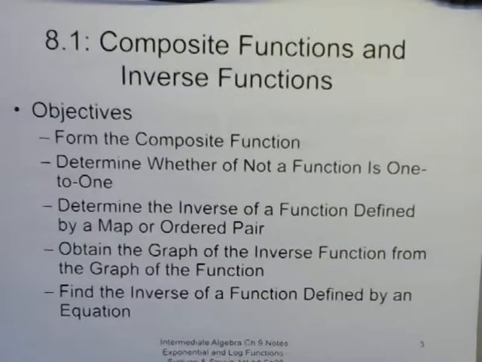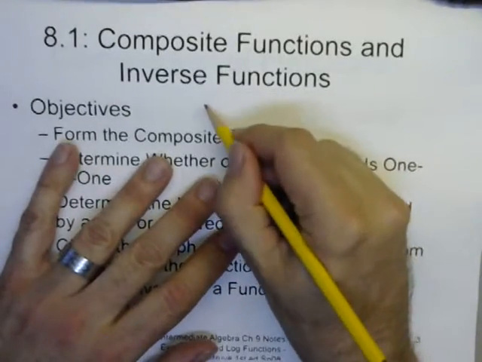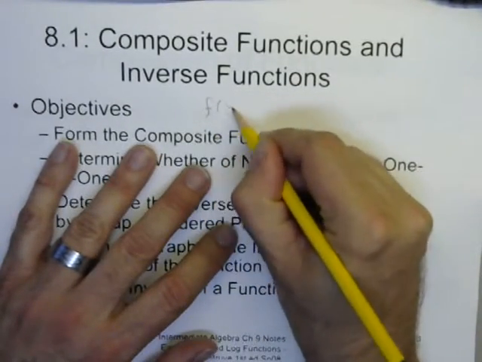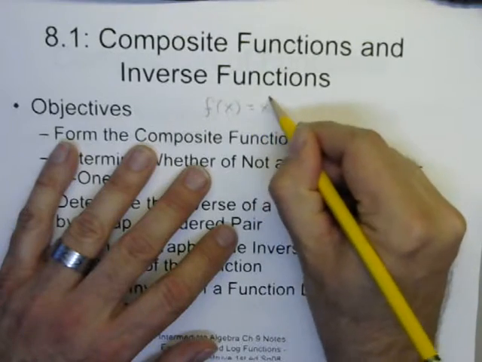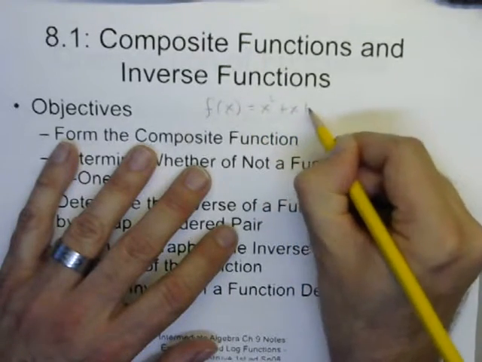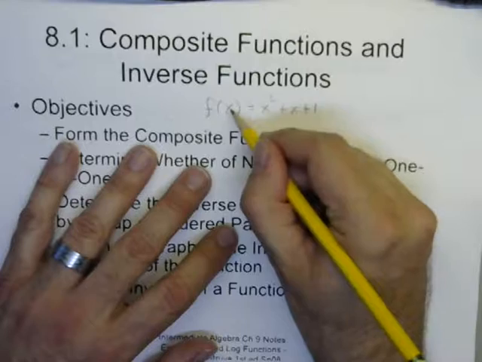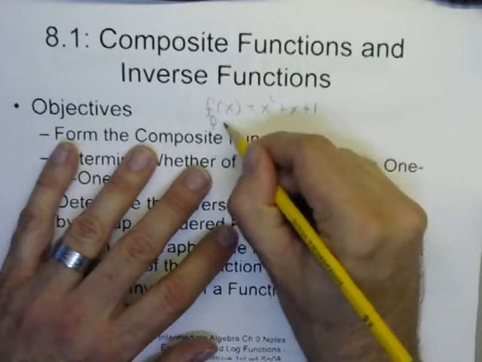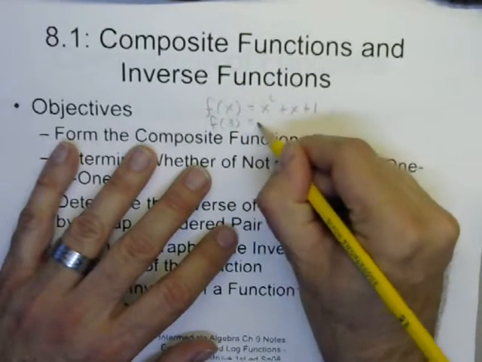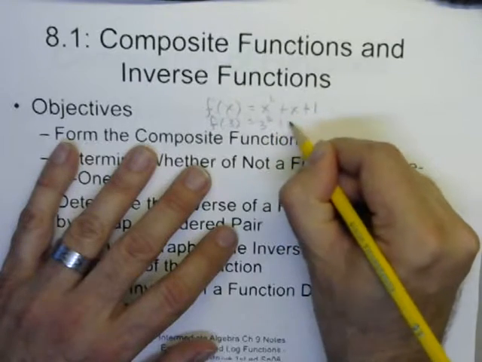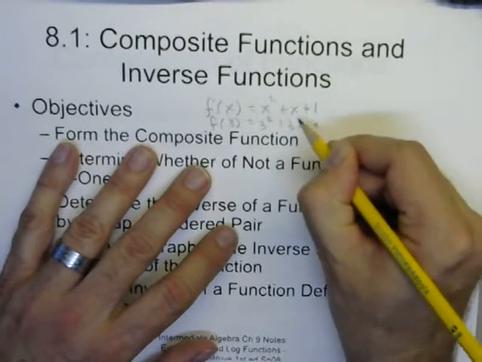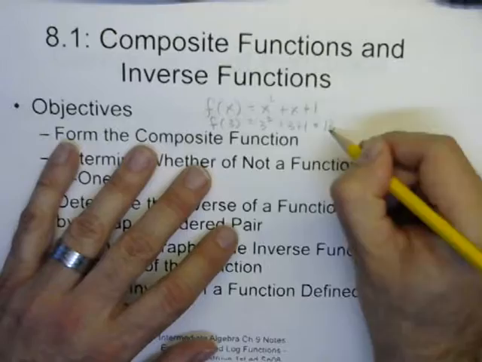So first of all, in this first section, let's talk about composing functions and inverse functions. When you're composing functions, normally if you have a function like, say, f of x is equal to x squared plus x plus 1 or something like that, you'd put a number in for x, right? Like you'd have f of 3, that would be 3 squared plus 3 plus 1, which would be, what, 13, something like that.